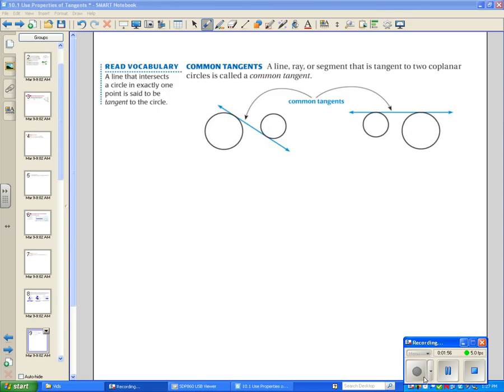You can also have what's called common tangents. Notice tangent lines just cross the circle at one given point. These are common tangents, 2 circles that share the same tangent line. Go ahead and draw these in your notes as well.